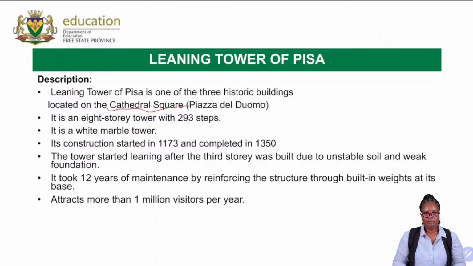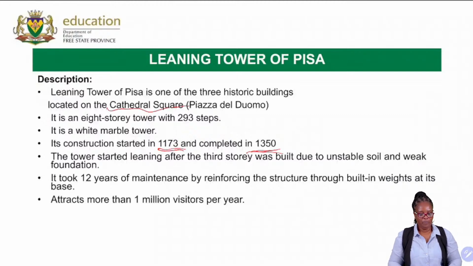When was it built? When was it constructed? You can see here it started in 1173 and it was completed in 1350. It took so long to be completed. Now, why is this tower leaning to its side? It started to lean after they had constructed the 3rd floor. From that situation, it started to lean to the side.